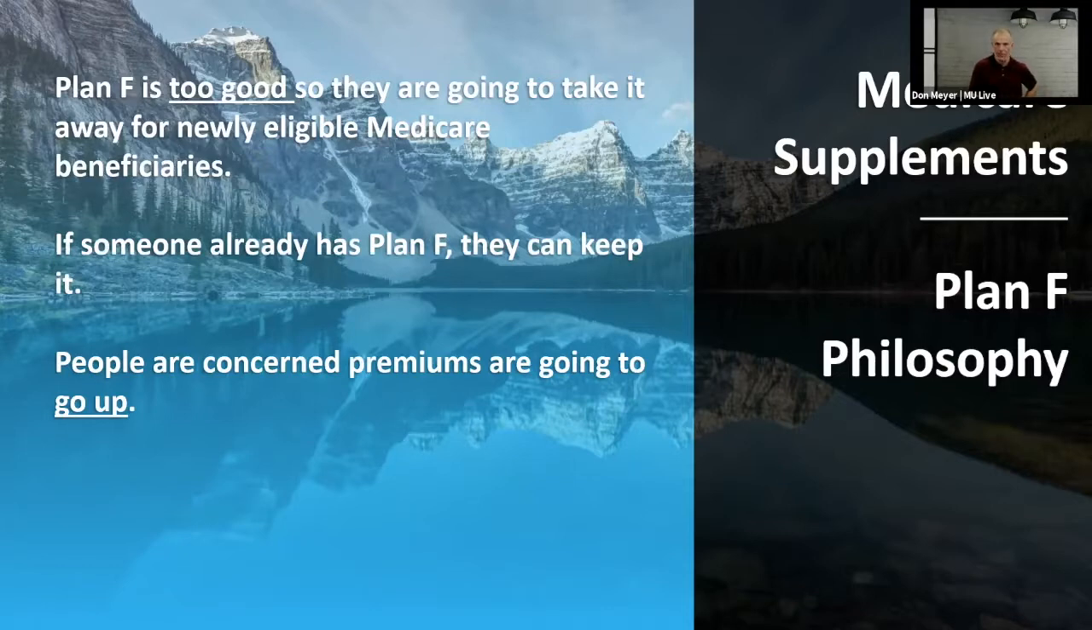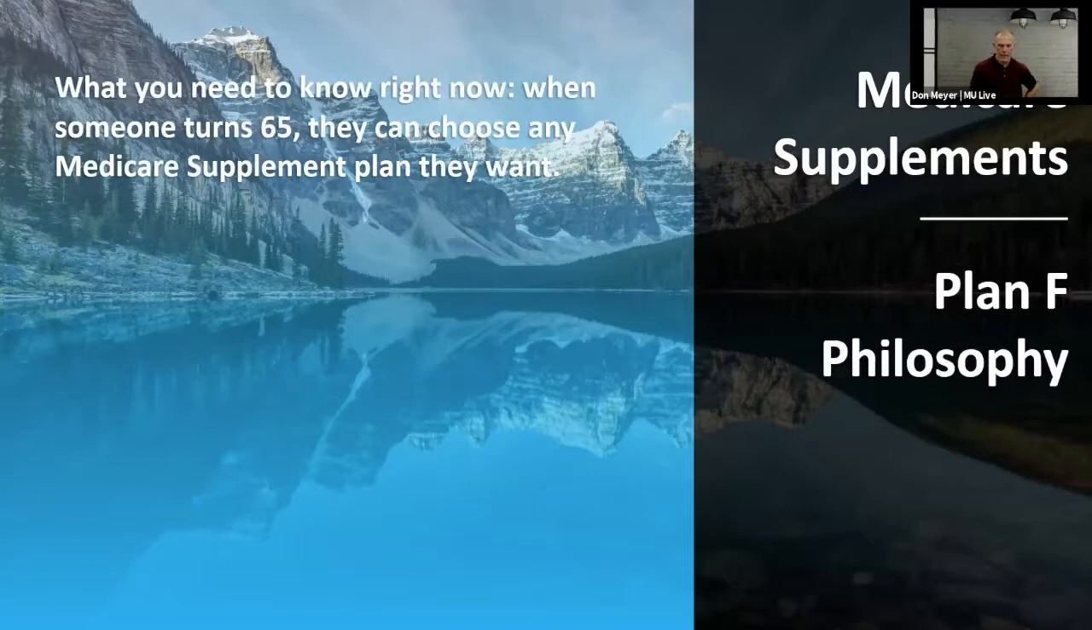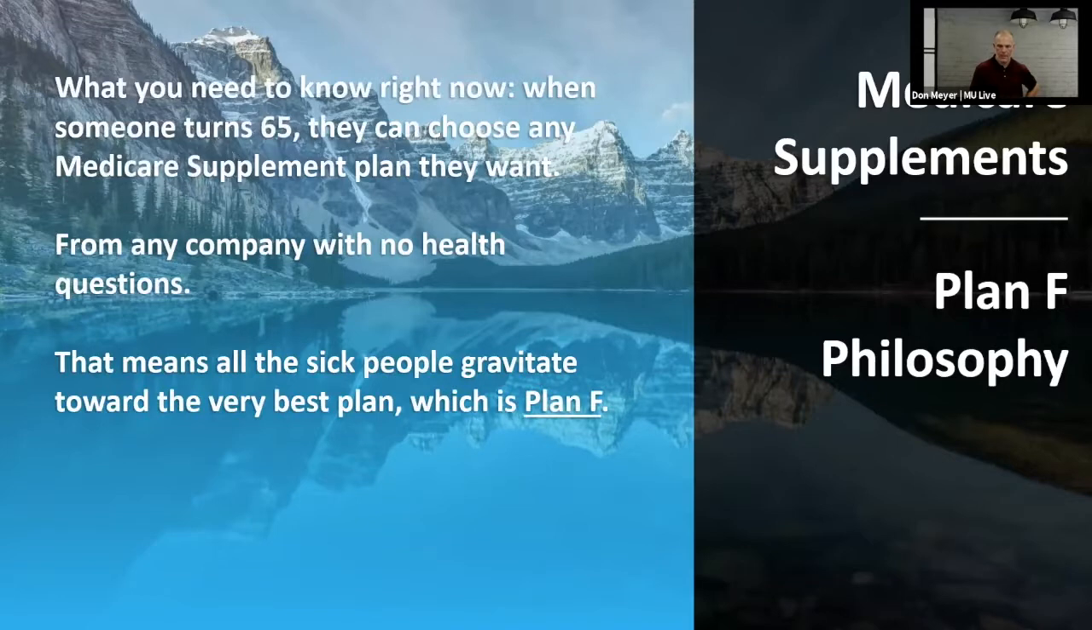This is a standard line in my presentation. One thing I will promise you, and I promise you this: your premiums will go up. There's just no way around it. It's health insurance, right? So what you need to know right now is when someone turns 65, they can choose any Medicare supplement plan they want from any company they want with no health questions. So if I'm super sick and I'm turning 65, you know which plan I'm going to go with?